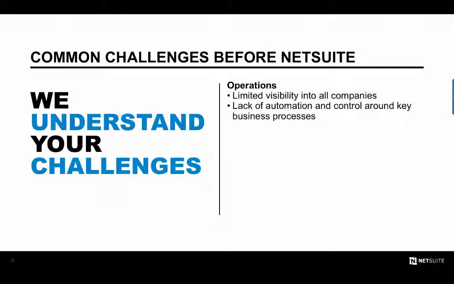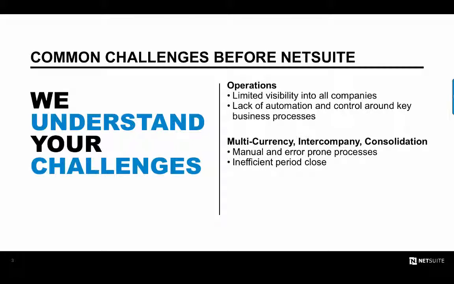The first of which is a lack of visibility into the operations of all subsidiaries around the world. Without a real-time view of the key performance indicators, metrics, and financial reports for each subsidiary, it's difficult to make timely and accurate decisions. Next, most controllers are left with the burden of manually managing things like foreign currencies, intercompany eliminations, and consolidation, leading to inefficient operations which prolong the period close.